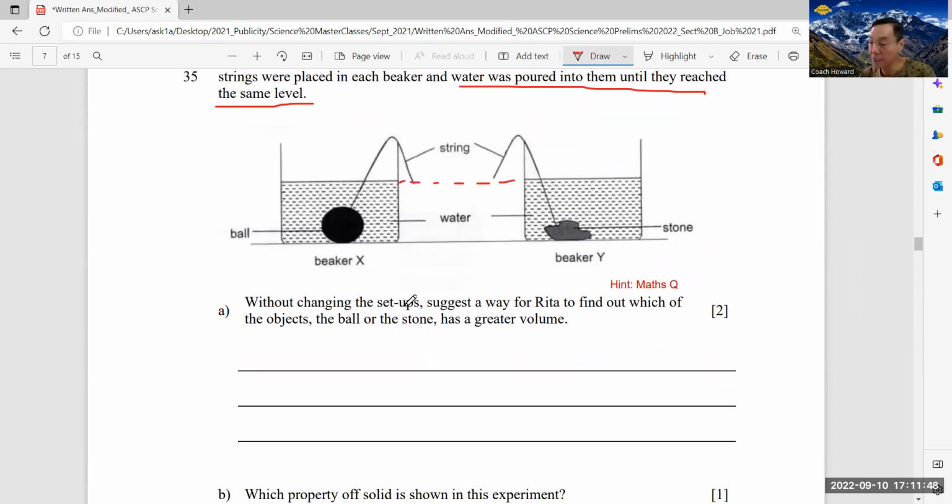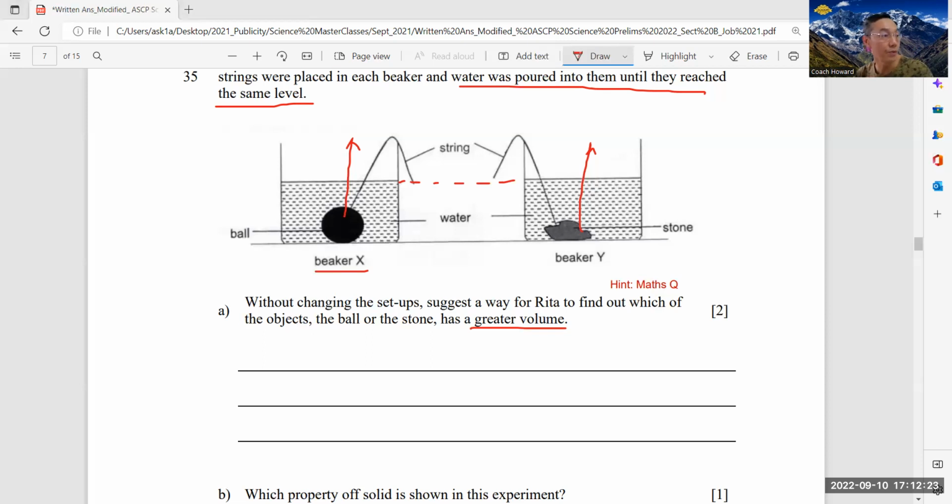Okay, without changing the setup, suggest a way for Rita to find out which object has a greater volume. Logically, I think most of you know how to do it, but you may have difficulty in explaining. It's actually very simple. You remove both from the water, and then you check the new water level. If beaker X has a lower water level, it means that the ball has a greater volume than the stone. Okay, this is what the answer means.